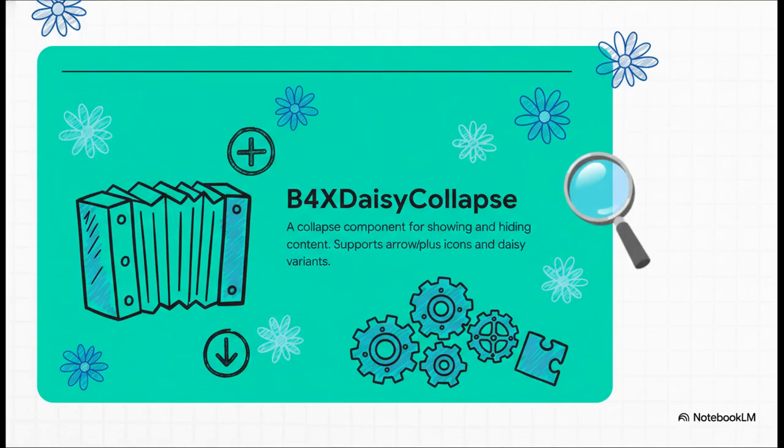So what is it exactly? Well, at its heart, B4XDaisyCollapse is a container that you can click to show or hide content. Super simple. But the cool part is that it's built on the ideas from DaisyUI, which is a super popular CSS framework. And that means you get this professional, themable look right out of the box.